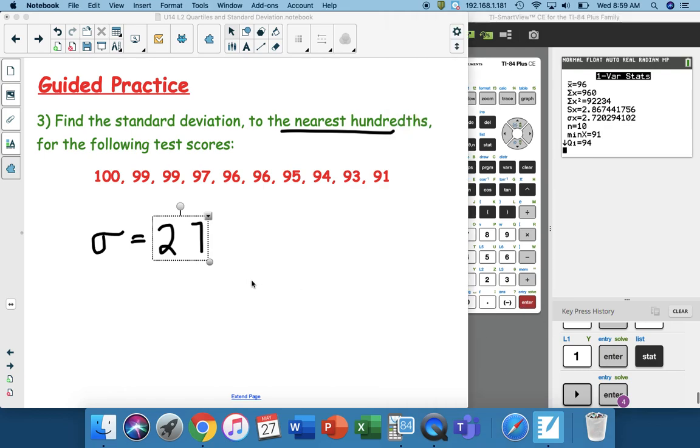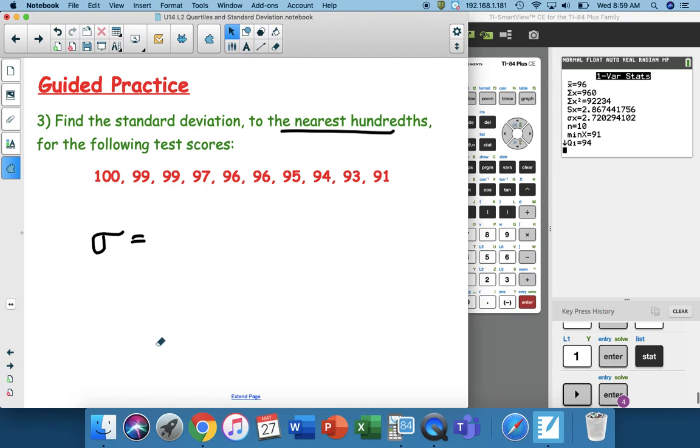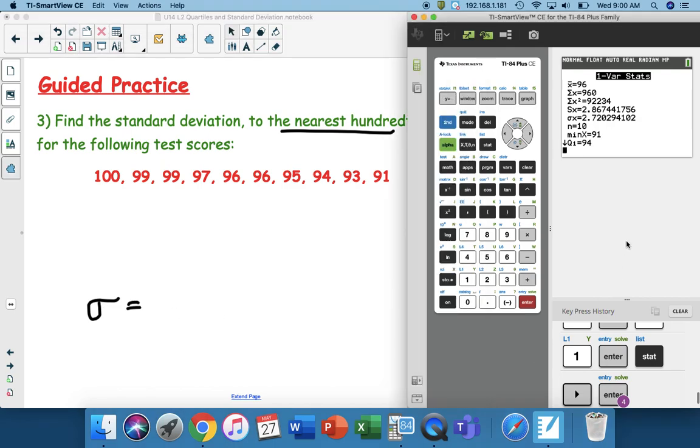Sorry about that. 1 second. I'm not sure why it's not popping up right now. It will pop up probably in a second. Just give it a second.